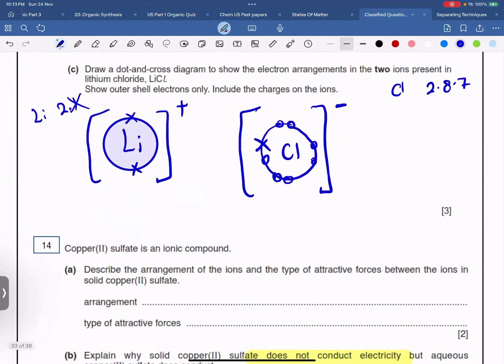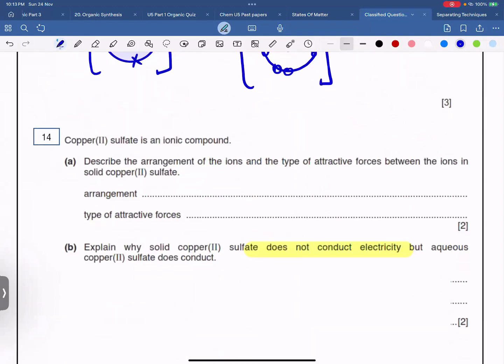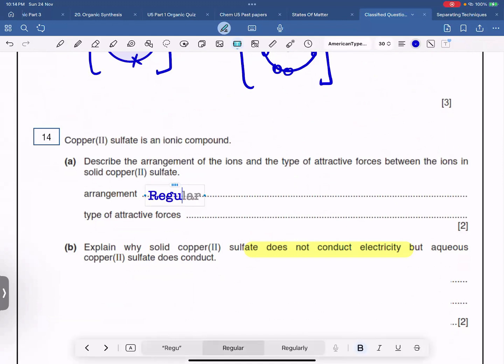Then, copper sulfate is an ionic compound. Describe the arrangement of ions and type of attractive force between ions in solid copper sulfate. So, for arrangement, regular lattice, and for forces of attraction, electrostatic force of attraction.